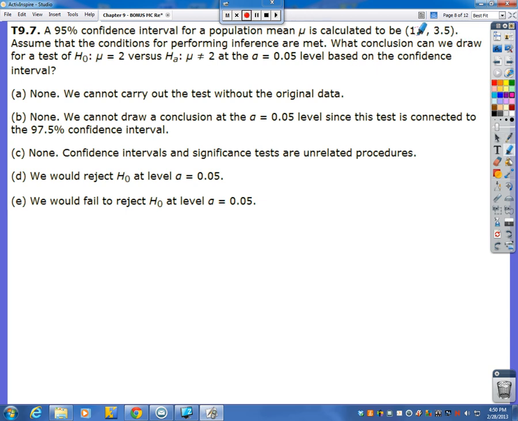Well, anytime they give us the confidence interval, we just need to ask ourselves, is mu equal 2 in our confidence interval? And we would say, yeah, 2 is in between 1.7 and 3.5. So it is a possibility for mu. We would not want to reject this value. So basically we would say we would fail to reject the null hypothesis.